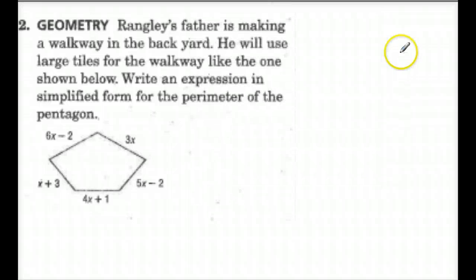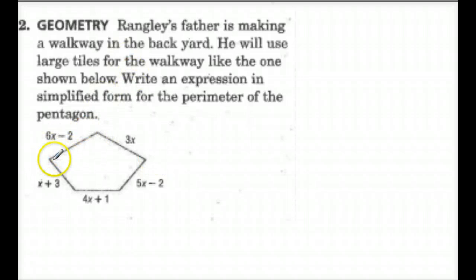Okay, so the last one I'm going to do is number 2 on this worksheet. It says geometry. Rangley's father is making a walkway in the backyard. He will use large tiles for the walkway, like one shown below. Write an expression in the simplified form for the perimeter of the pentagon. So this is the tile shape that Rangley's dad wants to use for his walkway.